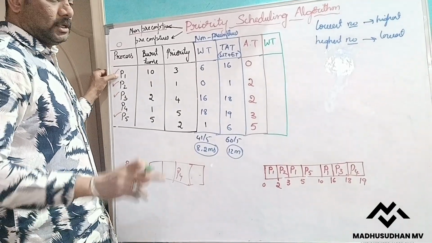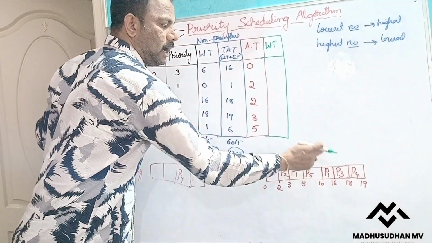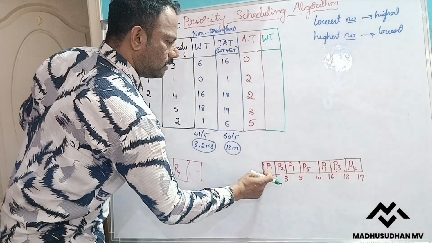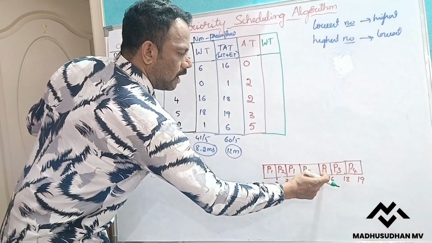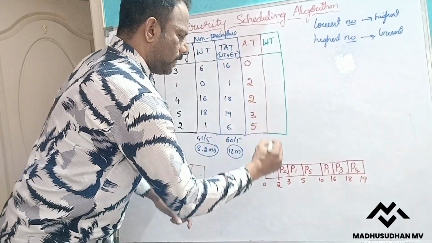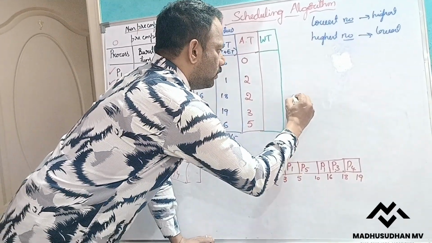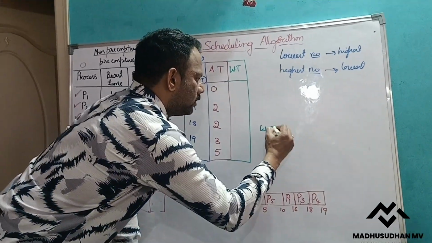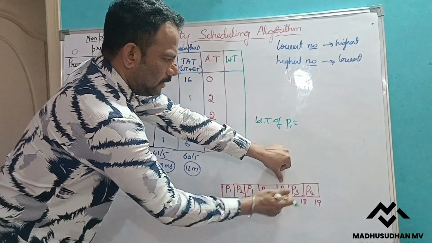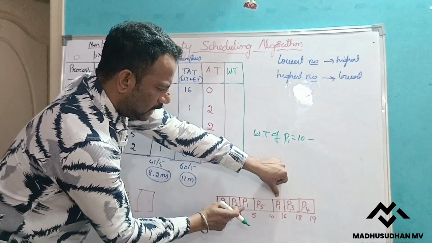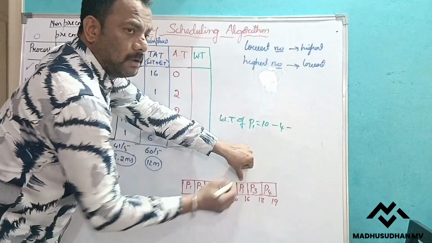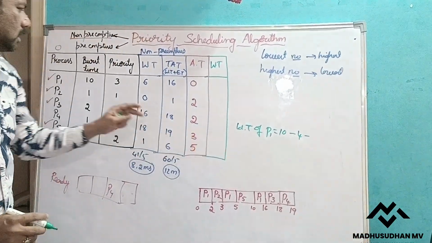Now first P1. When we have multiple occurrences, as I told, go to the last occurrence. P1 appears multiple times, and the last occurrence is at 10. So the waiting time of P1 is equal to the time the last occurrence starts, 10 milliseconds, minus what it executed before that, 2 plus 2, 4 milliseconds, so 10 minus 4. But P1 arrived at what time?